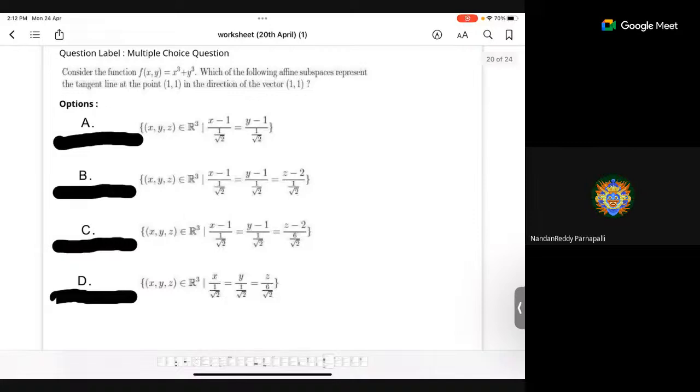So for this problem, we need to equate the tangent lines, right? By making all of them zero. Yeah, for this question, we need to equate the tangent lines to zero and equate all of them, right?